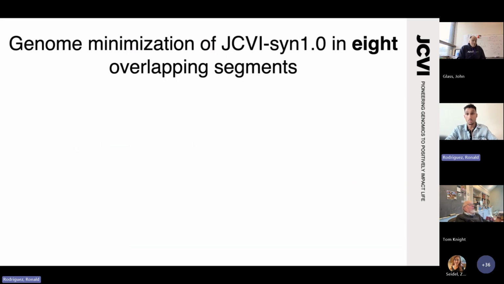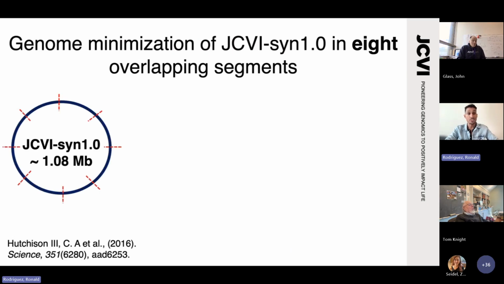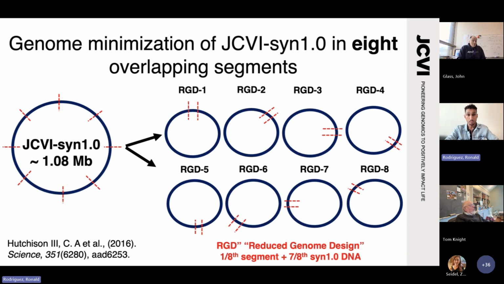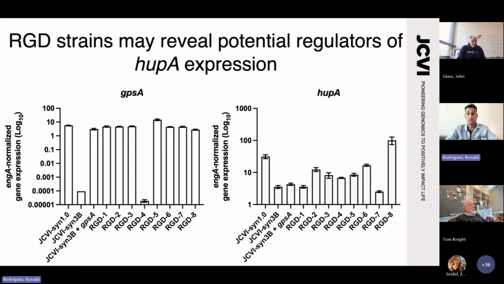So what I did was I went back to SYN 1.0. When SYN 1.0 was minimized, the genome was minimized in 8 separate overlapping fragments. From each individual fragment, a certain subset of non-essential genes were removed and then recombined with the remaining 7/8 of the SYN 1.0 DNA to create 8 different strains that have different genetic combinations.